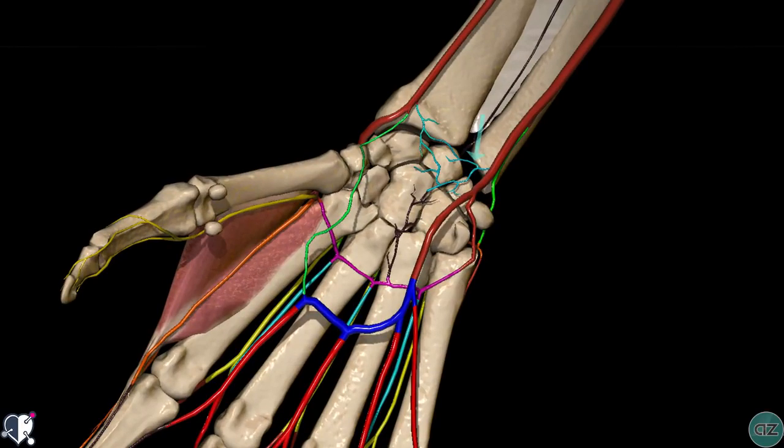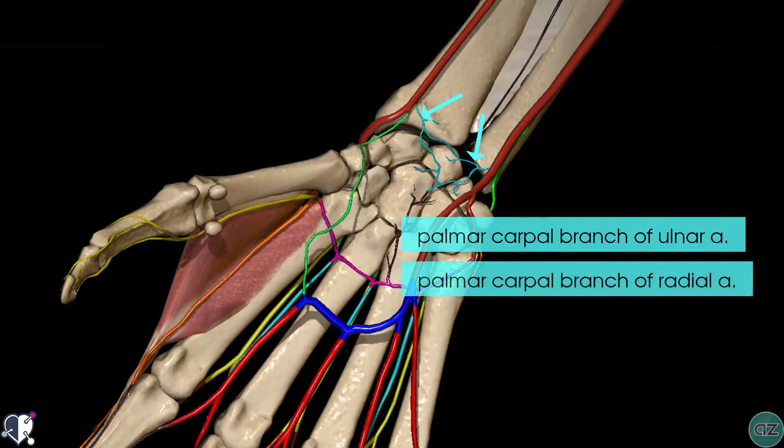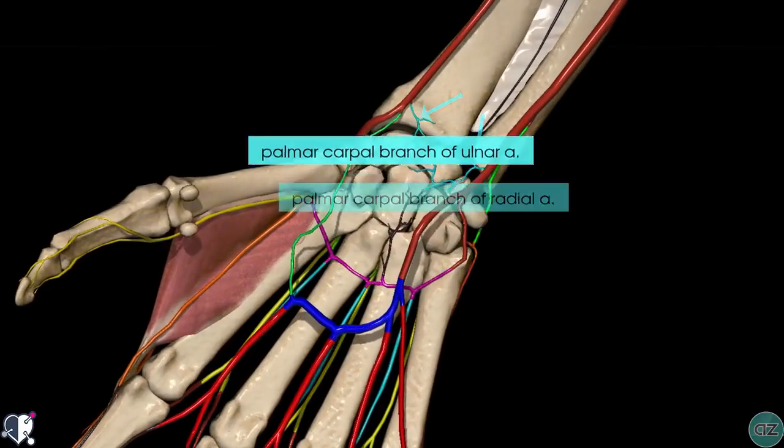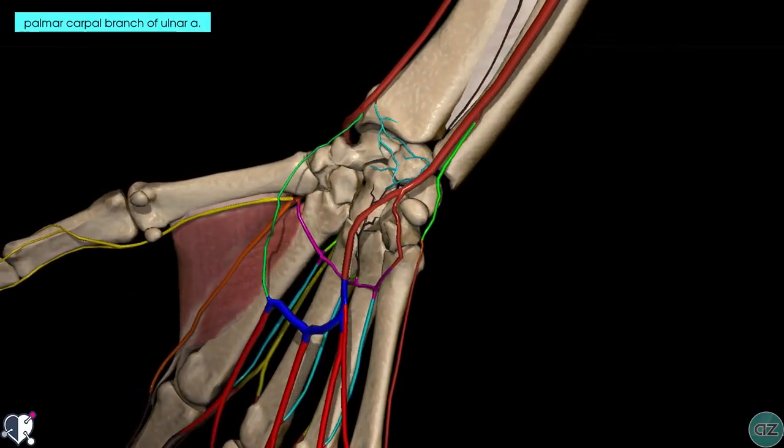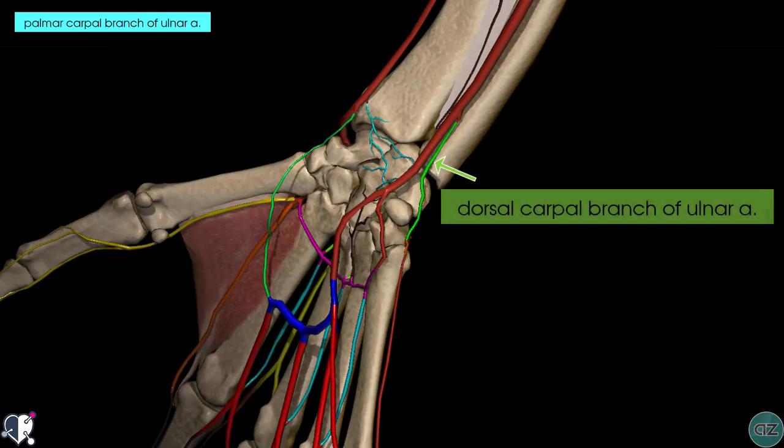This branch highlighted in light blue here coming off the ulnar artery is the palmar carpal branch of the ulnar artery, and this anastomoses with its counterpart, the palmar carpal branch of the radial artery. If I rotate the model round to a dorsal view, you can see this other artery coming off highlighted in green. This is the dorsal carpal branch of the ulnar artery.